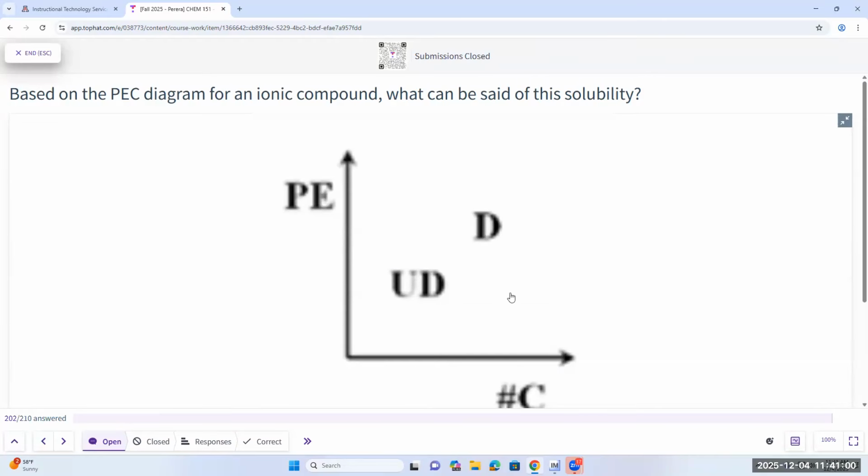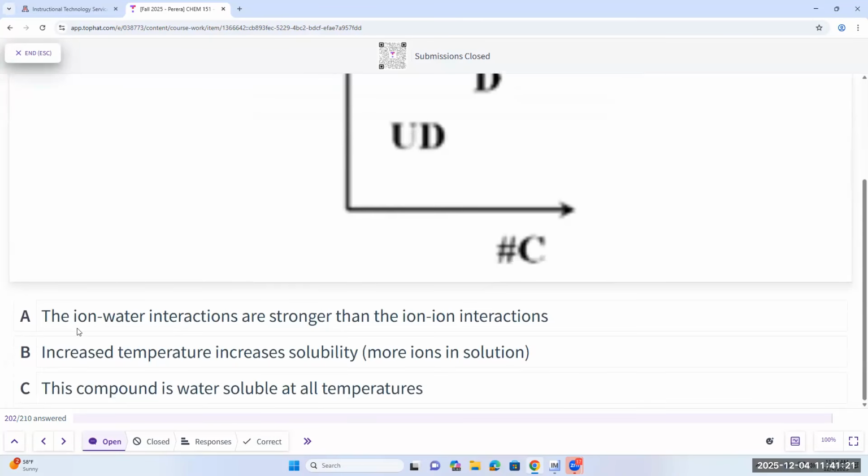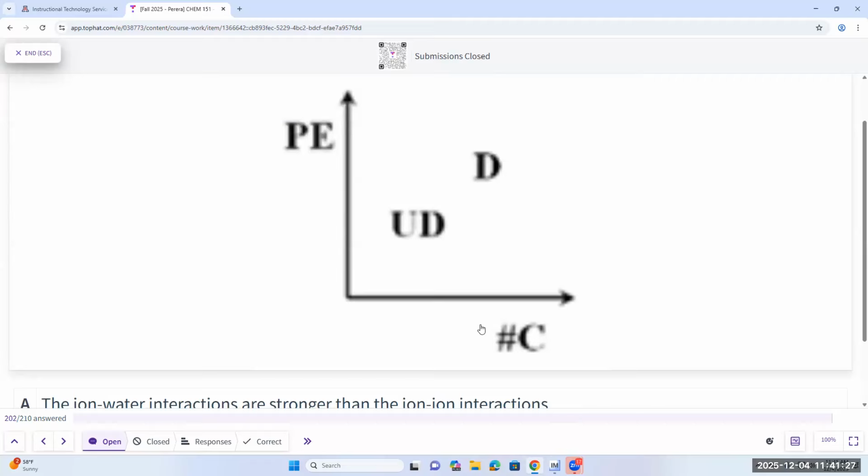All right. Now we are given this big diagram. In this case, we see that mom loves me, but dad hates me. That situation, right? So the dissolved state is in this corner, meaning it's only favored at high temperatures. This is, I believe, the third option of the four peg diagrams. Now, the ion-water interactions are stronger than ion-ion interactions.